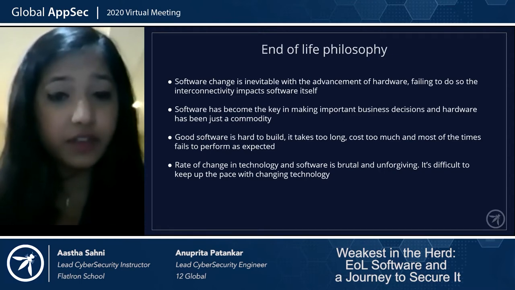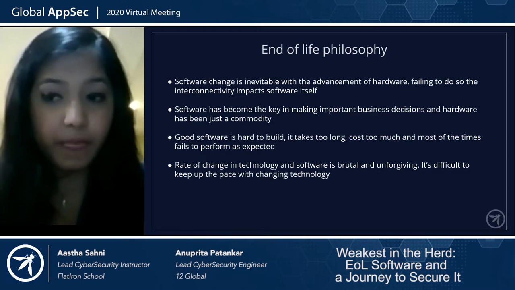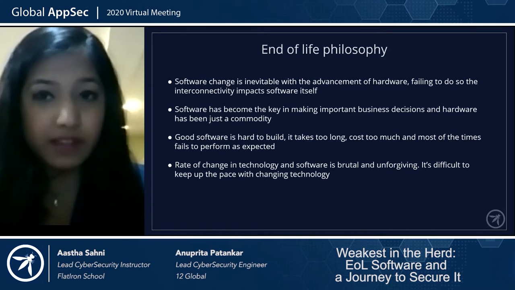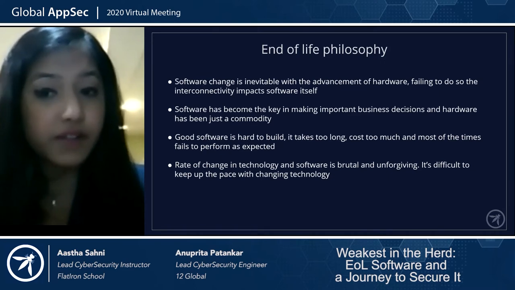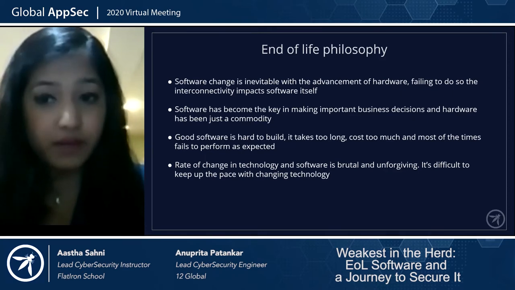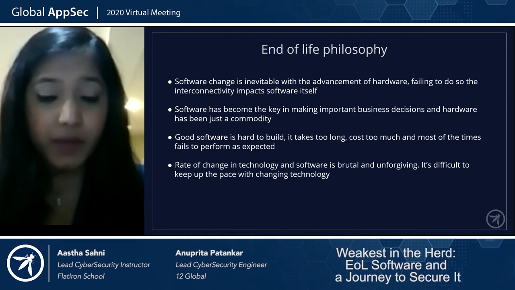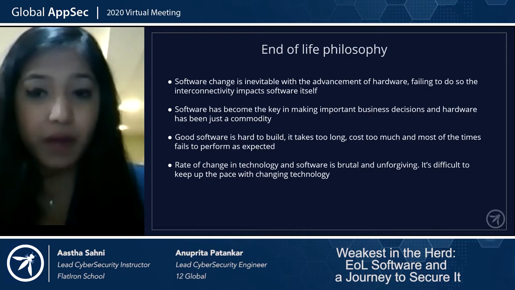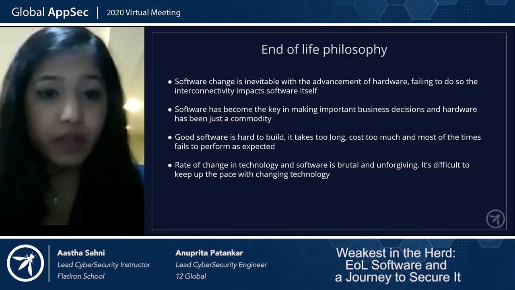The rate of change in technology and software has become brutal. As you see, new software keeps coming into the market, and if the software that your company is using has a lot of interdependencies with other softwares, and that software is going into the end of life phase, it becomes challenging for the company to migrate to other software, or replace or upgrade that software with some other available software in the market. That is the reason it is very difficult to keep pace with changing technology.